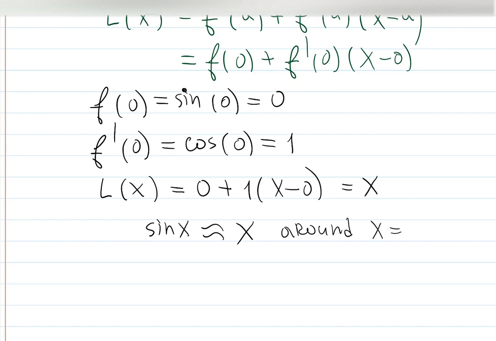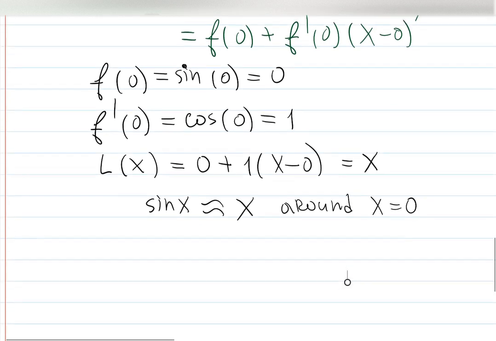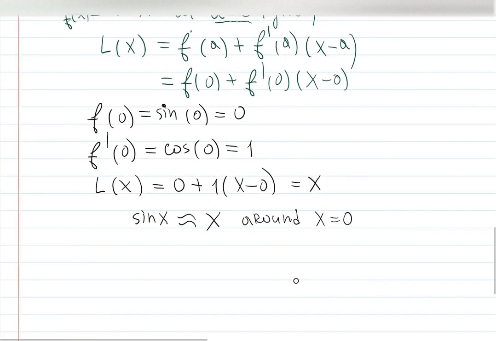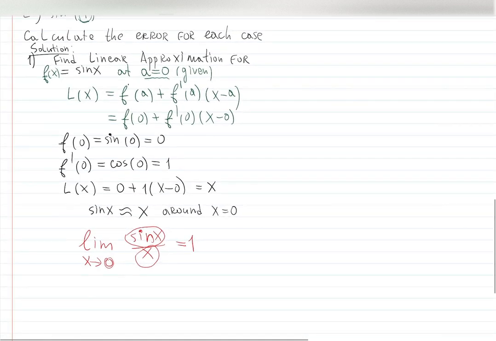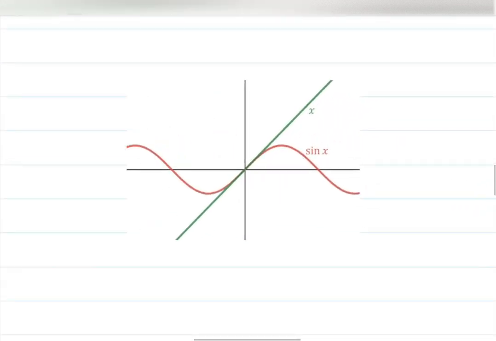Around x equals 0. And that's true. We actually showed you this before using limits, when we showed you that the limit as x goes to 0 of sine x over x is 1. We saw this limit a couple of times in homework. This limit says that sine x divided by x gives you 1 around 0, because sine x behaves like x around 0. And I prepared this picture for you.